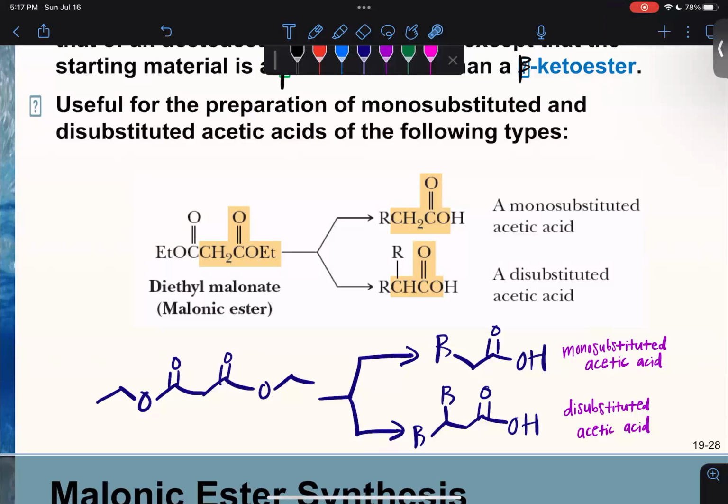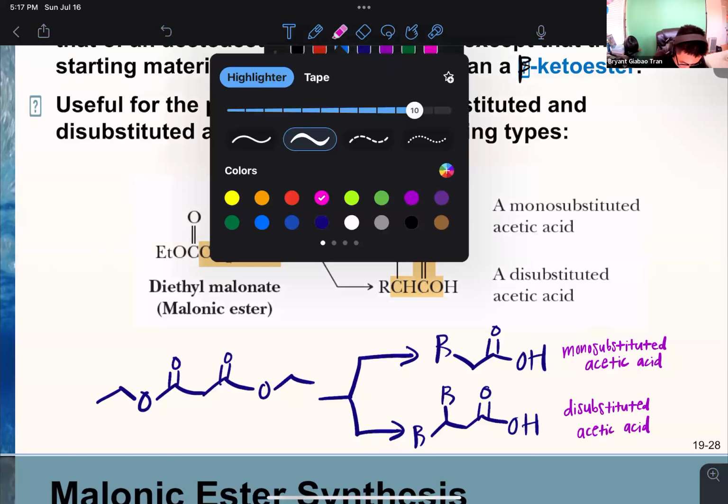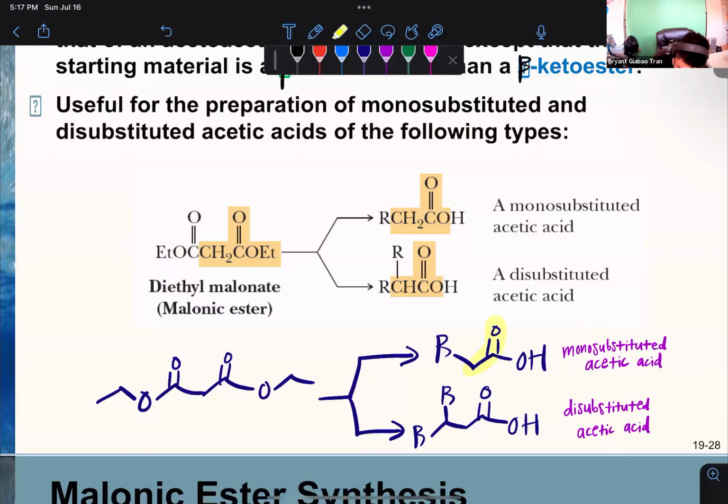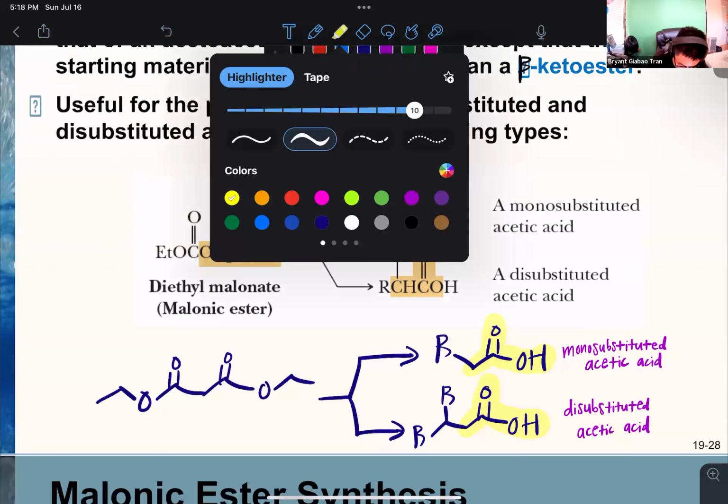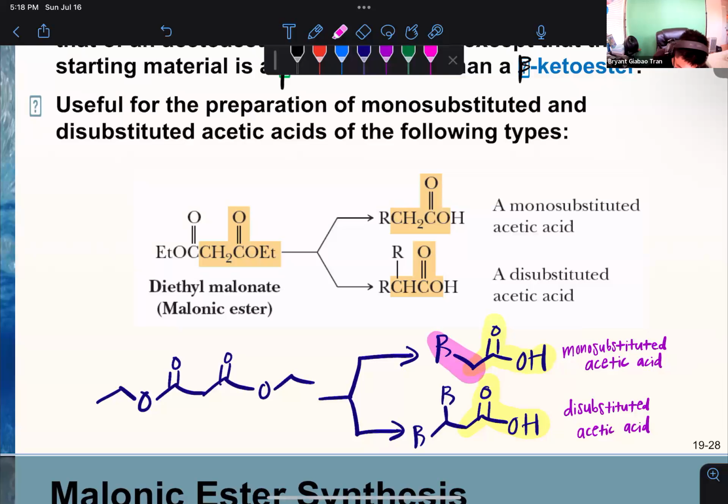Okay, and then we could have a monosubstituted acetic acid where we have a carboxylic acid here. So acetic acid is basically a 2-carbon carboxylic acid. So I'm going to highlight the acetic acid. This is the acetic acid here. It could be monosubstituted with only one R group attached, or it could be disubstituted with 2 R groups attached.